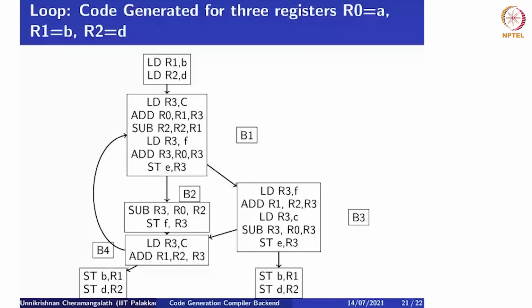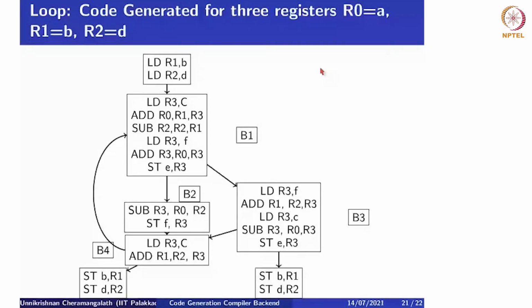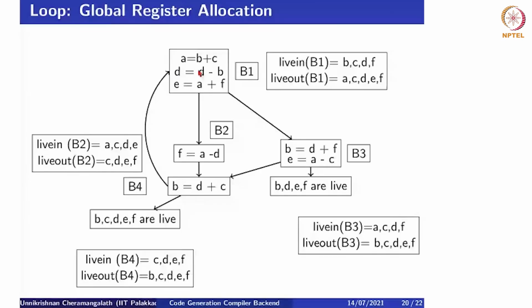So here there is a load of R1 with B and R2 with D, because if you look at these registers, B, C, D, and F are live in. So in this basic block, there is a load of R1 with B and R2 with D because they are used immediately in the first basic block, B1.